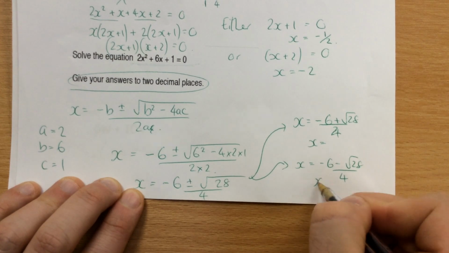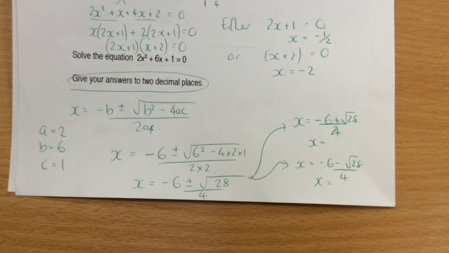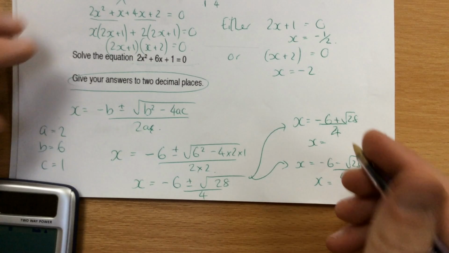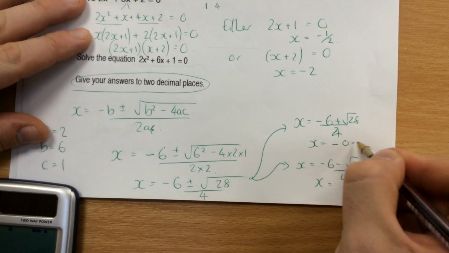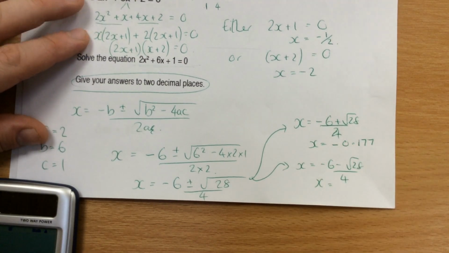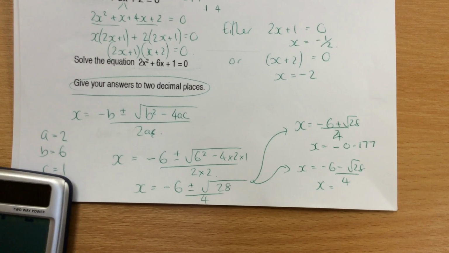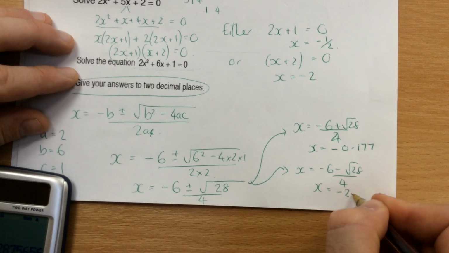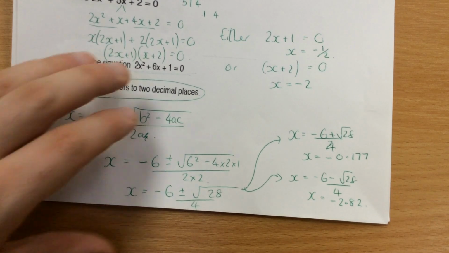Use your calculator to type those in and get your 2 x values. So the first one, I'm going to have minus 6 plus the square root of 28, and then I divide all that by 4, is equal to minus 0.177. And the second one, I'm going to do minus 6 minus the square root of 28, and then I'm going to divide that by 4, and I'm going to get minus 2.82, and they're my final answers.